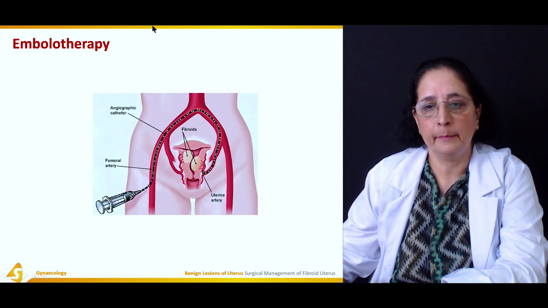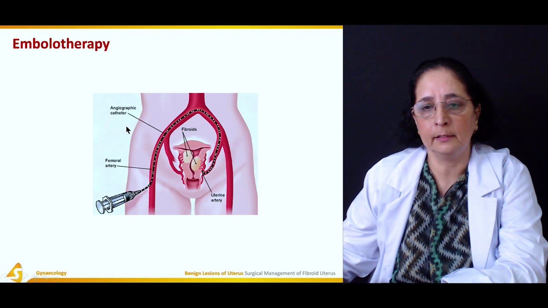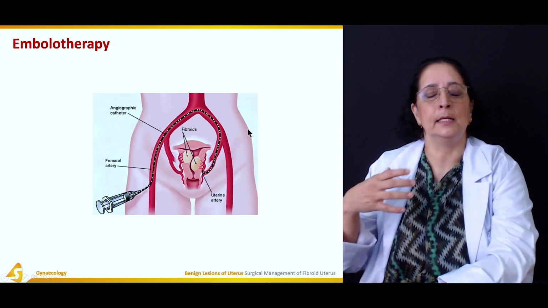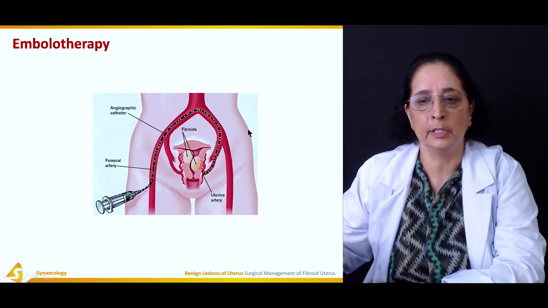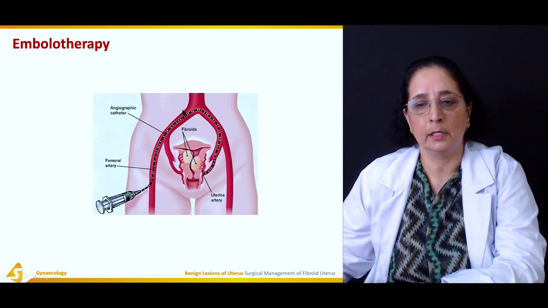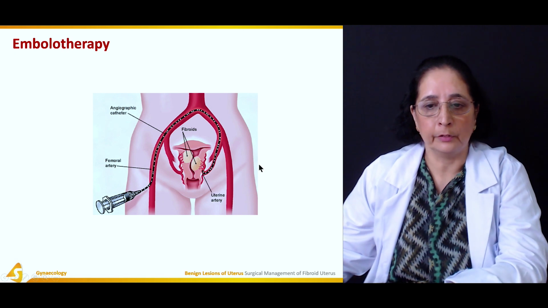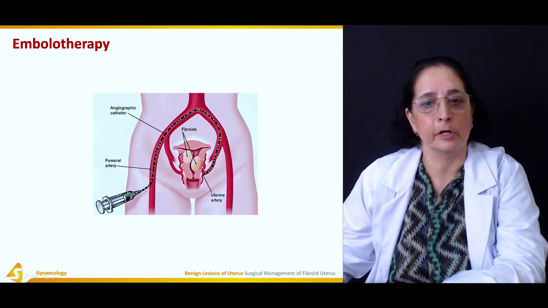Embolotherapy is another method. These are the fibroids. In these, the angiographic catheter is inserted, and embolotherapy is basically a technique in which the blood supply is affected or reduced, that can cause the necrosis or death or shrinking of the fibroids.